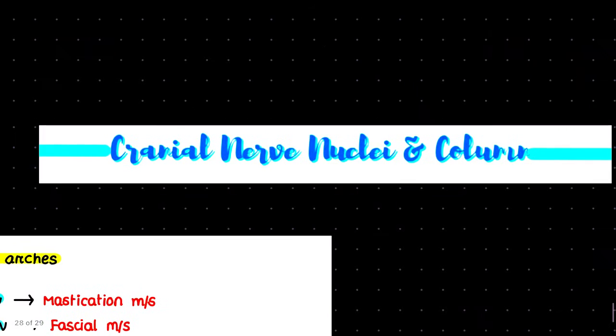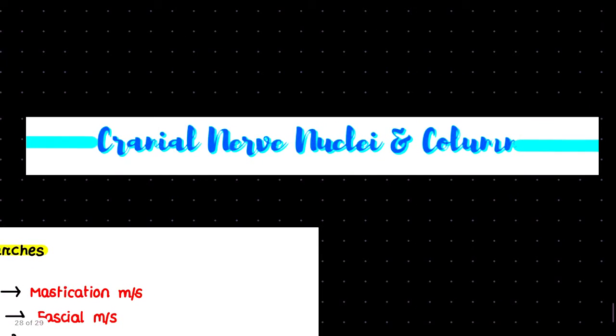The topic of discussion that we are going to have right now is cranial nerve nuclei and columns. Before getting into the topic, let's discuss nuclei and columns. What are columns and what are nuclei? Simply, the columns are the collection of nuclei.